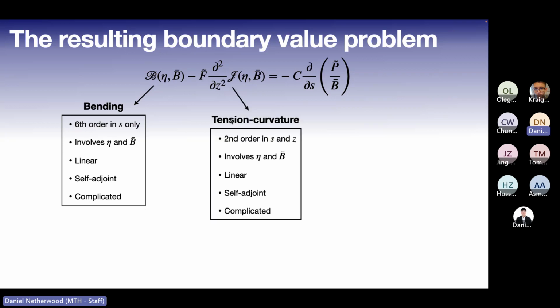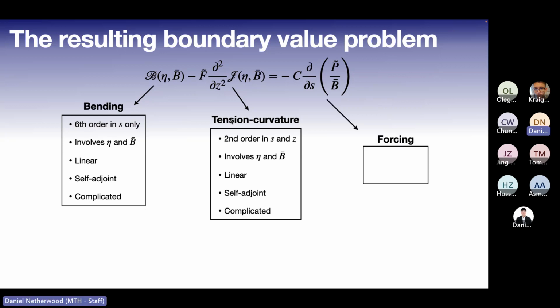Secondly, we have a similar story. The second term represents tension curvature effects. The difference here is that there are two axial derivatives in this term, and the operator J only has two derivatives in arc length S. The rest of the properties are the same, so it only involves eta and B bar. It's linear and self-adjoint and also complicated.